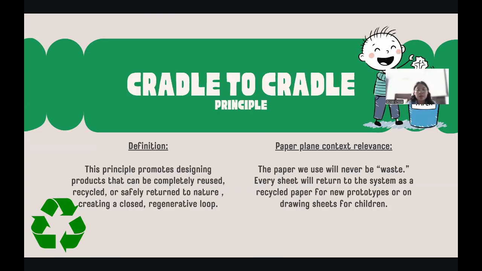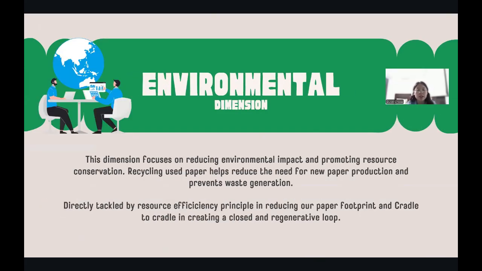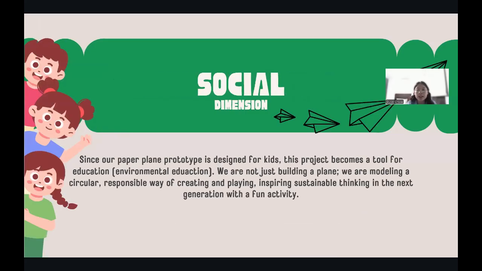This means that every sheet will return to the system as recycled paper for new prototypes or as drawing sheets for children. In the environmental dimension, recycling the used paper helps to reduce the need for new paper production and prevents waste generation. This dimension is directly tackled by the resource efficiency principle in reducing our paper footprint. And in the social dimension, we will test our prototypes with kids, and this will provide environmental education for the children by inspiring sustainable thinking.